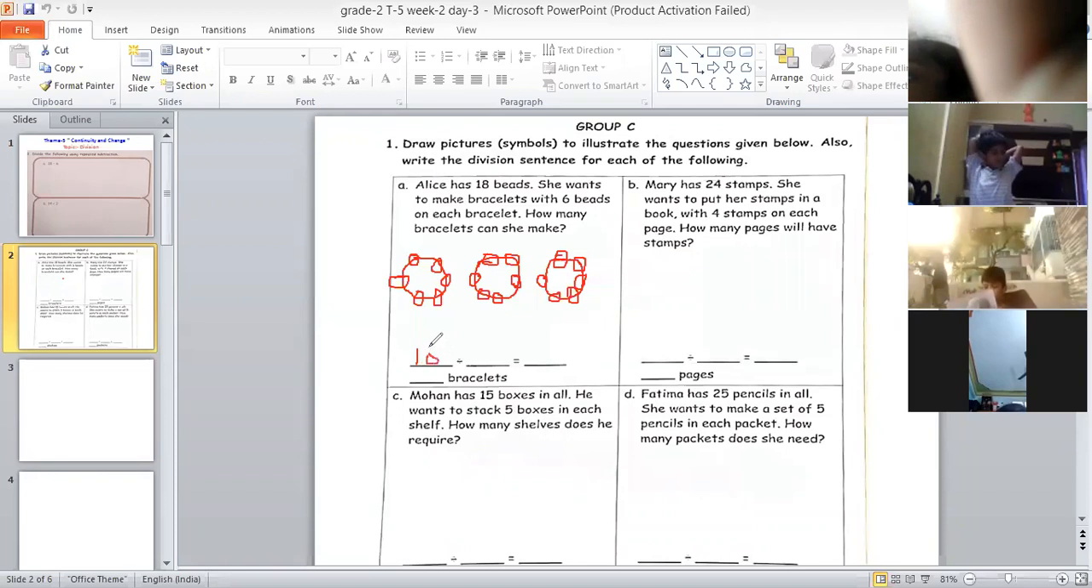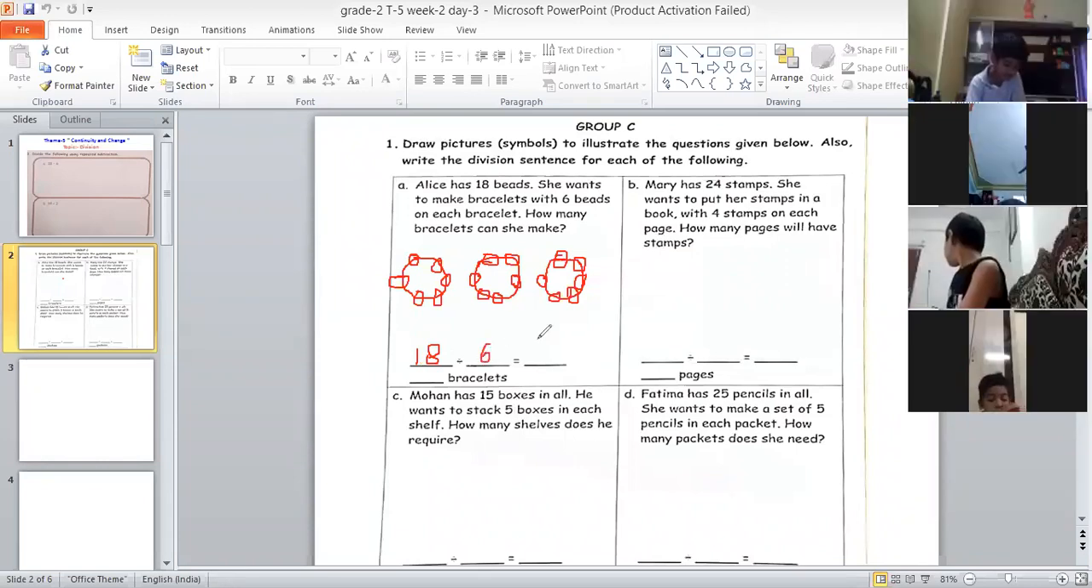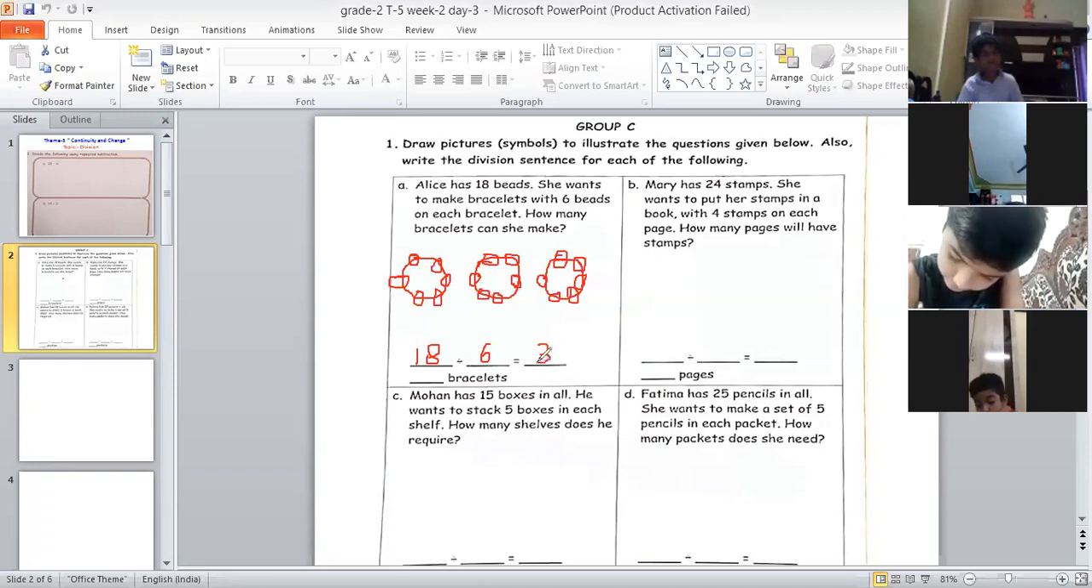Now, how many beads are there on each bracelet? On each bracelet, there are 6 beads. So we'll write here 6 after this division symbol. And how many bracelets did we get? We got 3 bracelets. So after the equal to symbol, we'll write 3. And in the next line also, we'll write 3 because we got 3 bracelets. Okay.